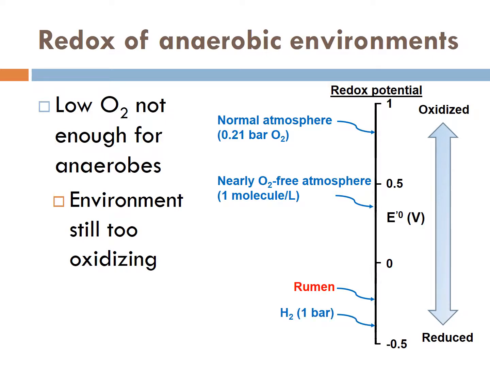What allows anaerobic environments to have such a low redox potential is the presence of reducing agents like hydrogen we see here. A solution equilibrium with hydrogen has a very low redox potential, slightly lower than that of the rumen. Low oxygen is not enough. These reducing agents have to also be present.